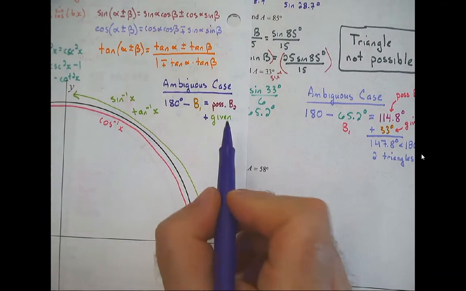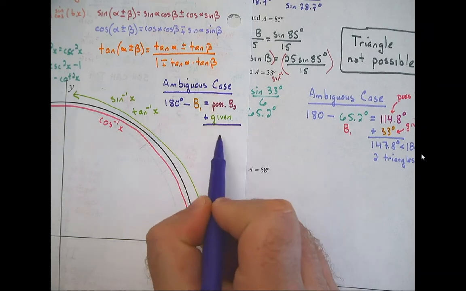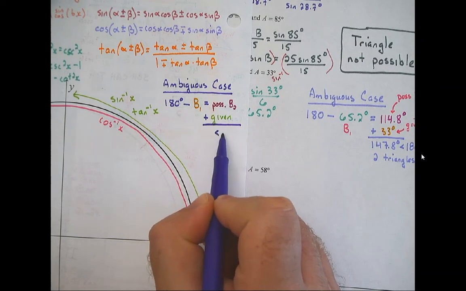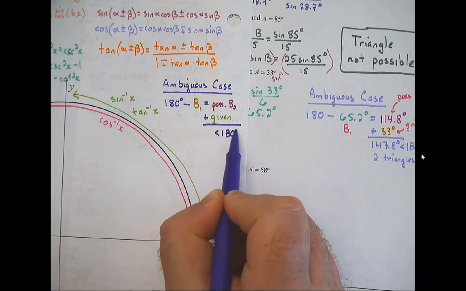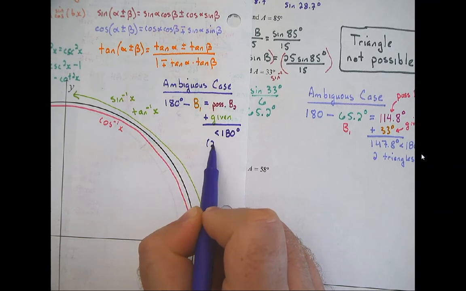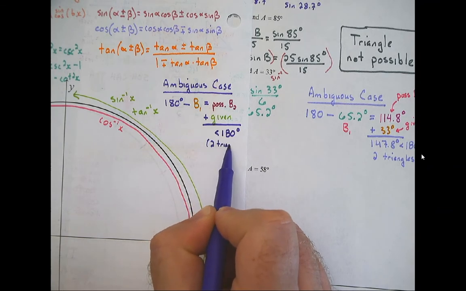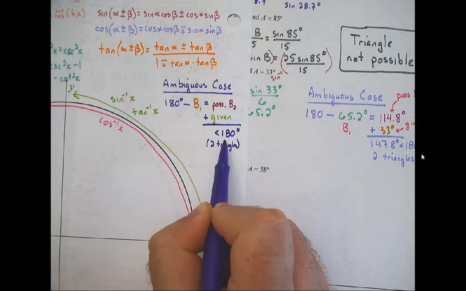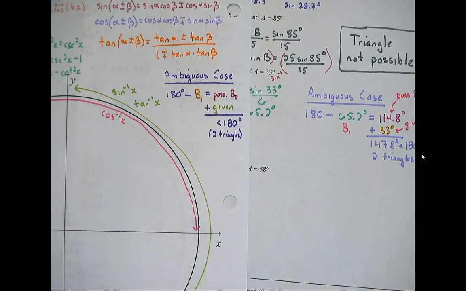And when we add on the given, if we get something that's less than 180 degrees, then we have two triangles. If we get something that's bigger than 180 degrees, then you don't have to worry about the ambiguous case. You just go back and finish the first case.